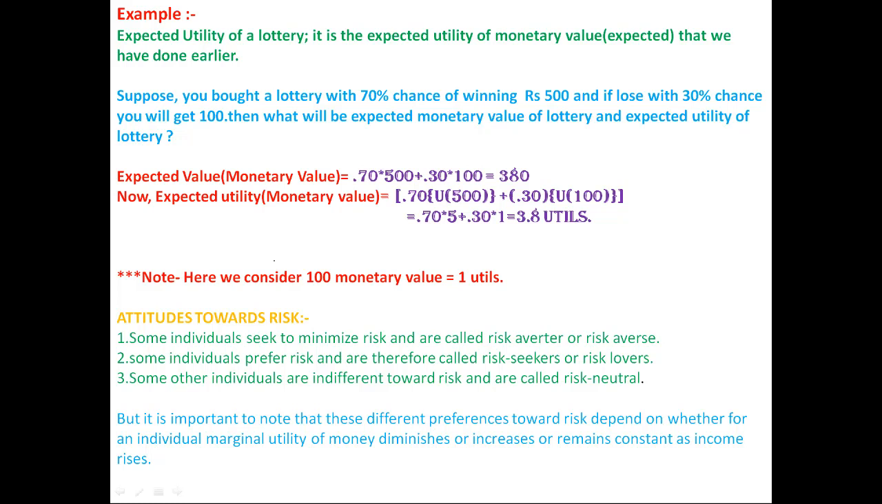Attitude towards risks. Some individuals seek to minimize risks and are called risk averse. Some individuals prefer risks and are called risk lovers. Some individuals are indifferent to risks and are called risk neutral. So here we will discuss the attitude towards risks of a person. It is important to note that this preference towards risks depends on whether for an individual the marginal utility of money diminishes, increases or remains constant as income increases.